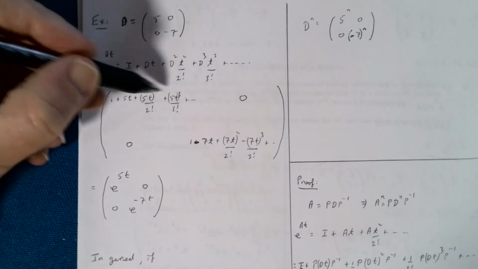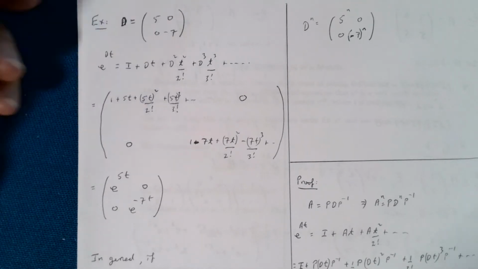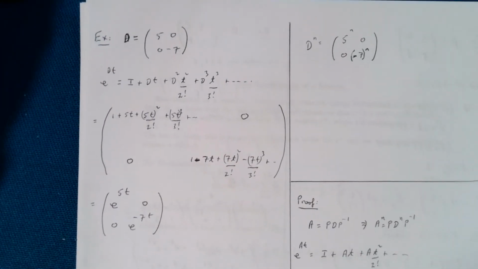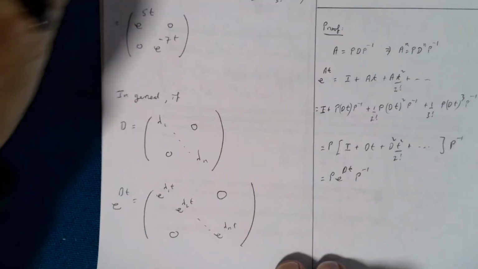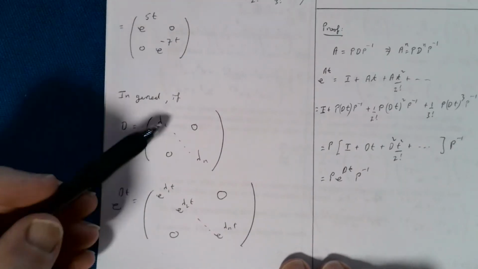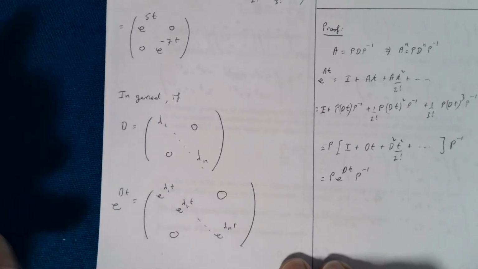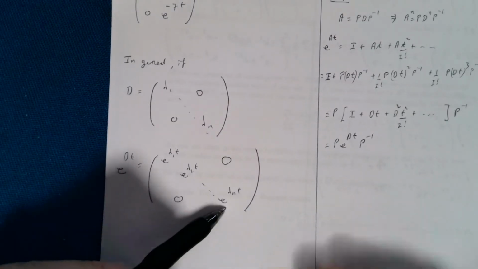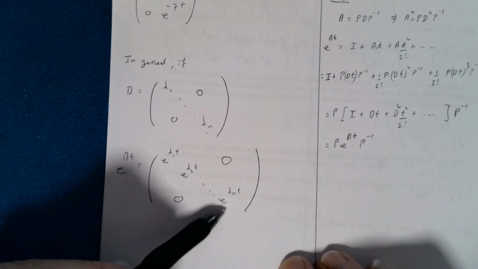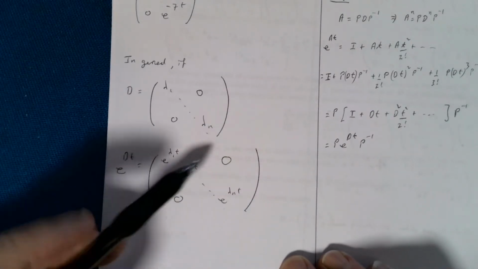Now of course this is just e to the 5t, and this is just e to the minus 7t. And we feel a general result coming on here. If you've got a diagonal matrix, so in general I can write down that if you've got a diagonal matrix with, say, lambda 1 to lambda n down the main diagonal and zeros everywhere else, then e to the Dt is just e to the lambda 1 t all the way down. So you just take the exponential of the main diagonal with a t in it and zeros everywhere else.